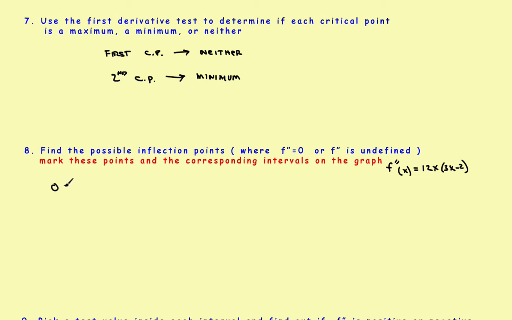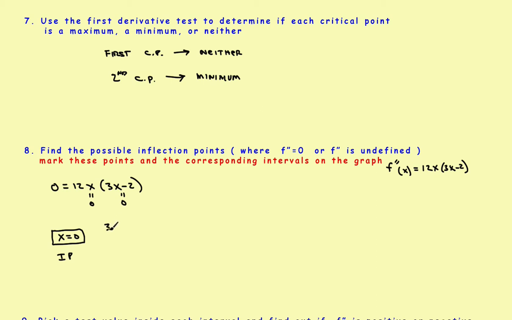So I'll take the second derivative and set it equal to 0. That's going to be 12x times 3x minus 2. Now, if this thing's equal to 0, either this factor is equal to 0 or this factor is equal to 0. So this one is going to give you x is equal to 0. Now that is one possible inflection point. So there's one possible IP. Now remember, it's not actually an inflection point unless the concavity changes. So at this point, the best you can do is identify possible inflection points.